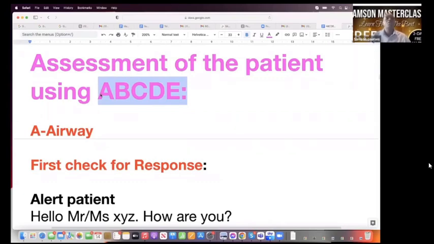So what happens in this particular case, you assess the A and manage the A, you assess the B, manage the B, assess C, manage C, assess D, manage D, assess E, manage E. It's important to say A is more important than B, which is more important than C, more important than D, and D more important than E.